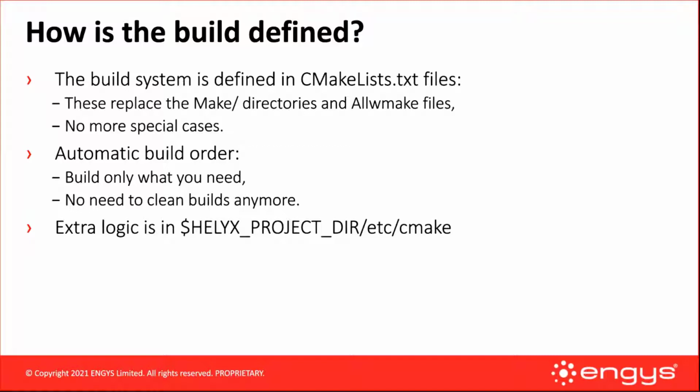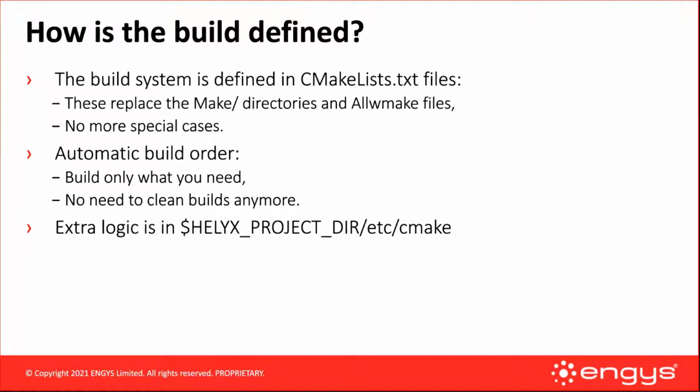The CMake build system is defined in CMakeLists files, which you'll find throughout the HELYX code. These files replace the wmake Make directories and all wmake files. They contain high-level, platform-independent information about the code that you want to compile with CMake. So this is immediately quite nice because there are no longer any special cases. It used to be that some binaries had special rules for compilation hidden in these wmake files, and that's no longer the case. All of our targets are now defined in exactly the same way. The CMakeLists files are reasonably self-explanatory, so I'm not going to talk too much about them.